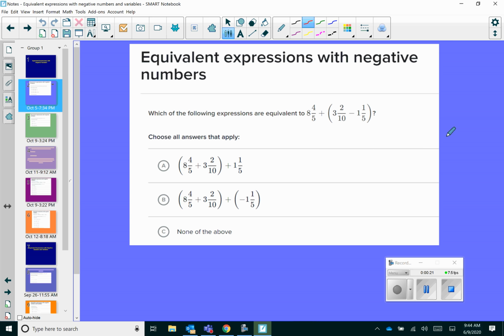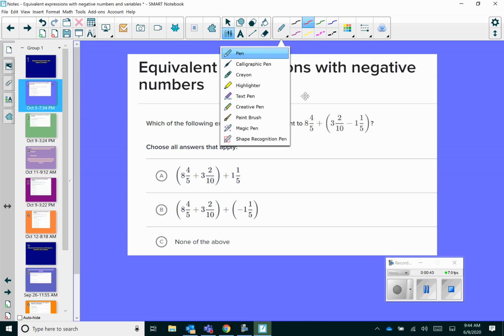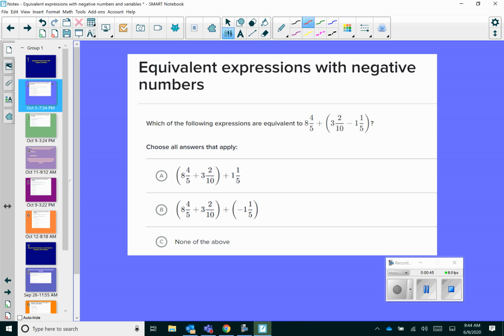It says, which of the following expressions are equivalent to 8 4/5 plus, and then in parentheses, 3 2/10 minus 1 1/5. So notice that in the answer choices, all the numbers are rearranged. So what you need to remember is that your 8 4/5 should be a positive. Your 3 2/10 should also be a positive. And your 1 1/5, because it's got that subtraction in front of it, should technically be a negative.